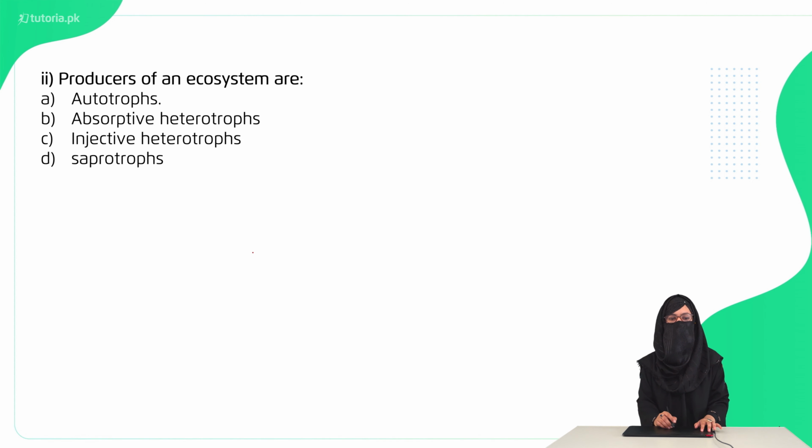Question 2: producers of an ecosystem are autotrophs, absorptive heterotrophs, ingestive heterotrophs, or heterotrophs. So we all know that producers are always the autotrophs.